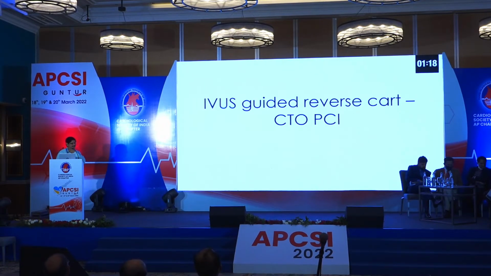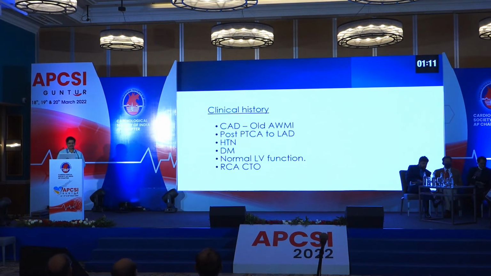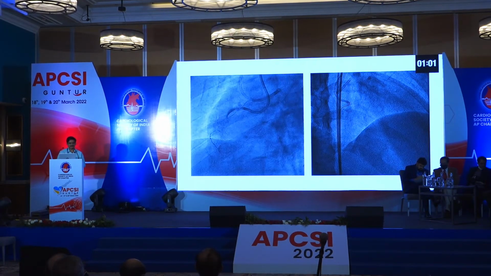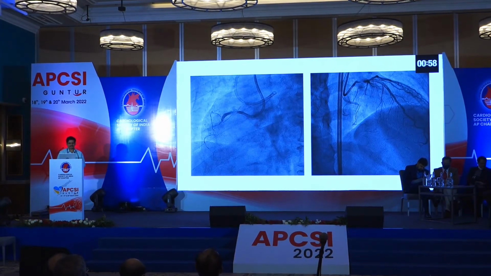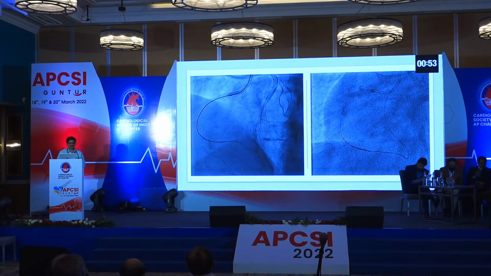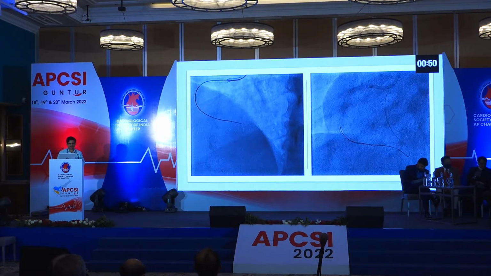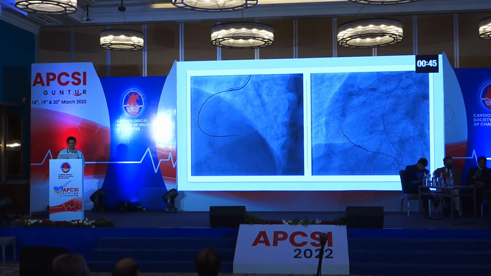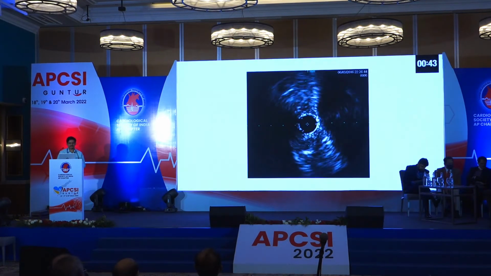Then the second important is IVUS-guided reverse CART. This is also important, especially whenever you are doing a complex high-grade CTO. This patient is a diabetic hypertensive, already underwent angioplasty to the LAD, and the RCA CTO was the index lesion. So this is a dual angiogram which was showing an RCA mid-segment CTO, and we have taken it with the help of the Boston Scientific and then the hard wire. We crossed the CTO, but still the wire is in the subintima, so we do not want to take the chance. Antegrade prepared, then retrograde, we put the wire.